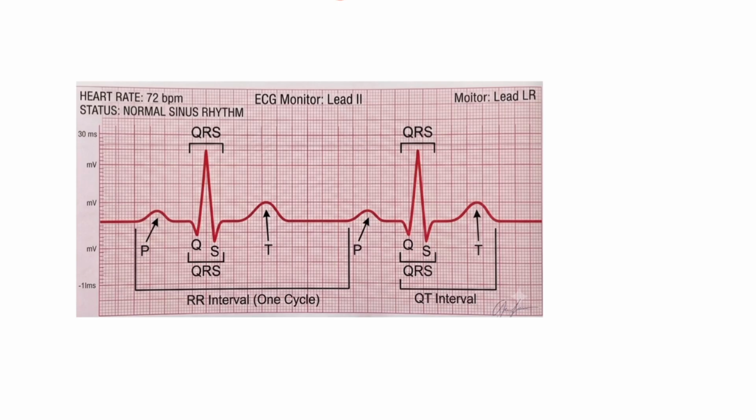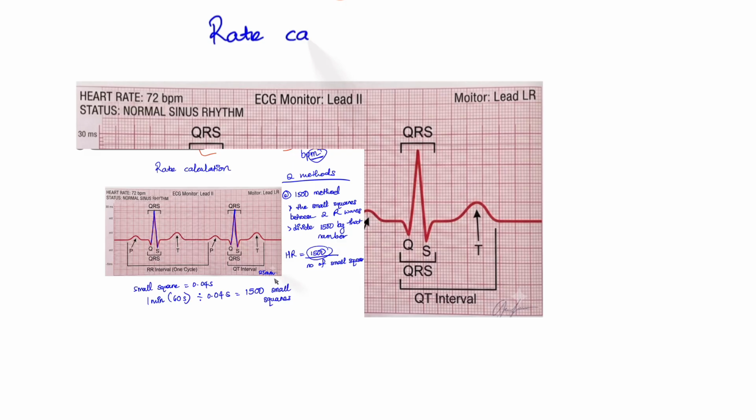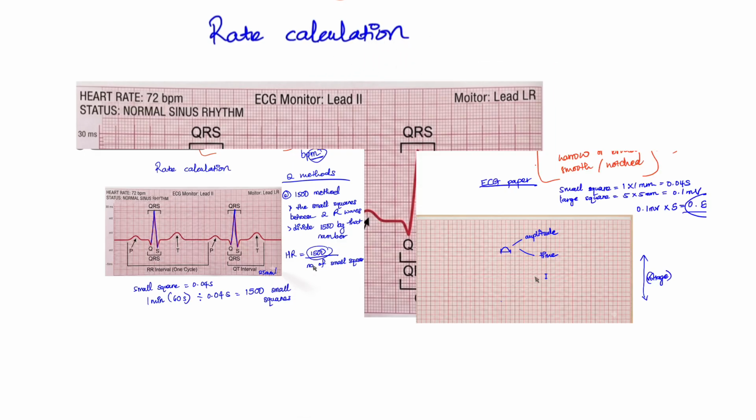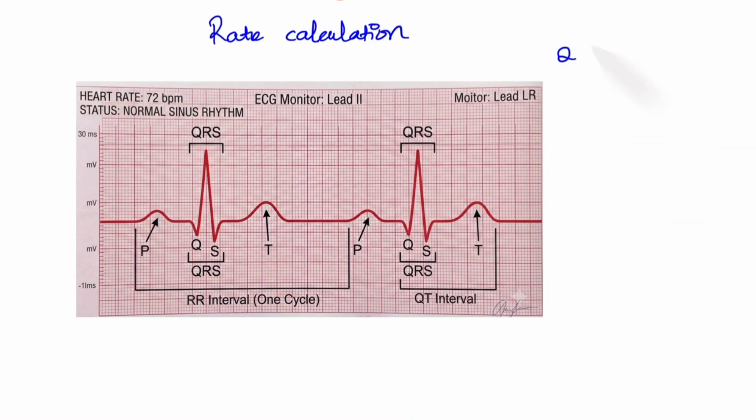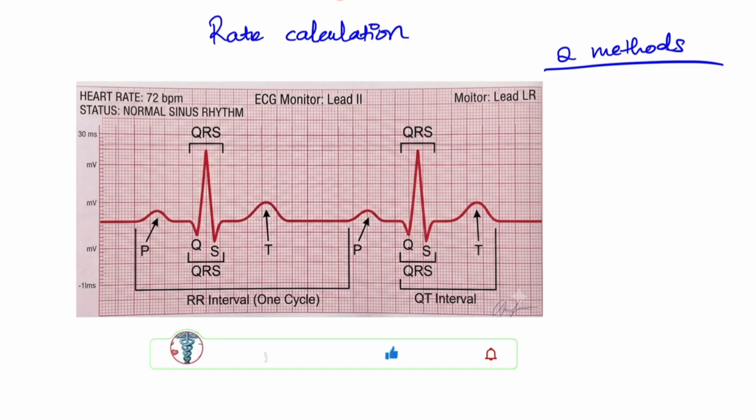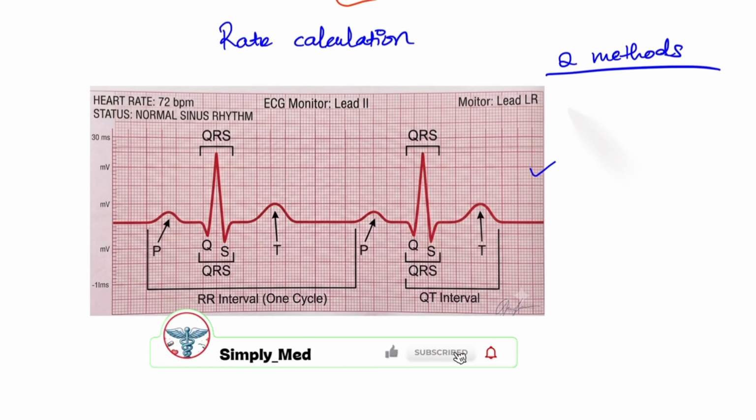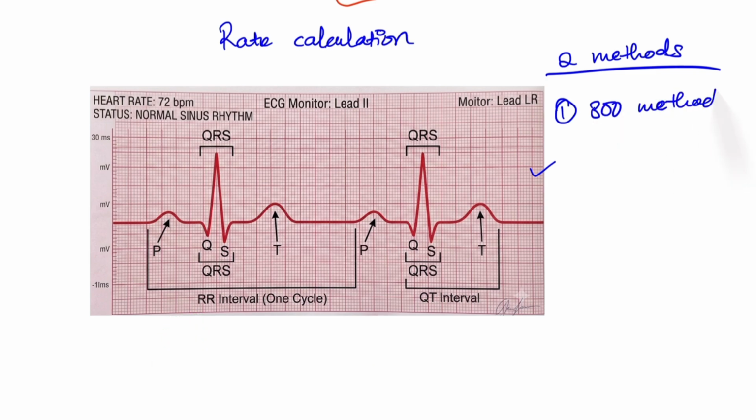So in the second video of our ECG series, we're going to be looking at rate calculation as well as understanding the ECG graph paper as a whole. Now we have two methods of calculating the rate given an ECG strip like this one. Firstly, we have the 300 method. Let's understand how this one works.